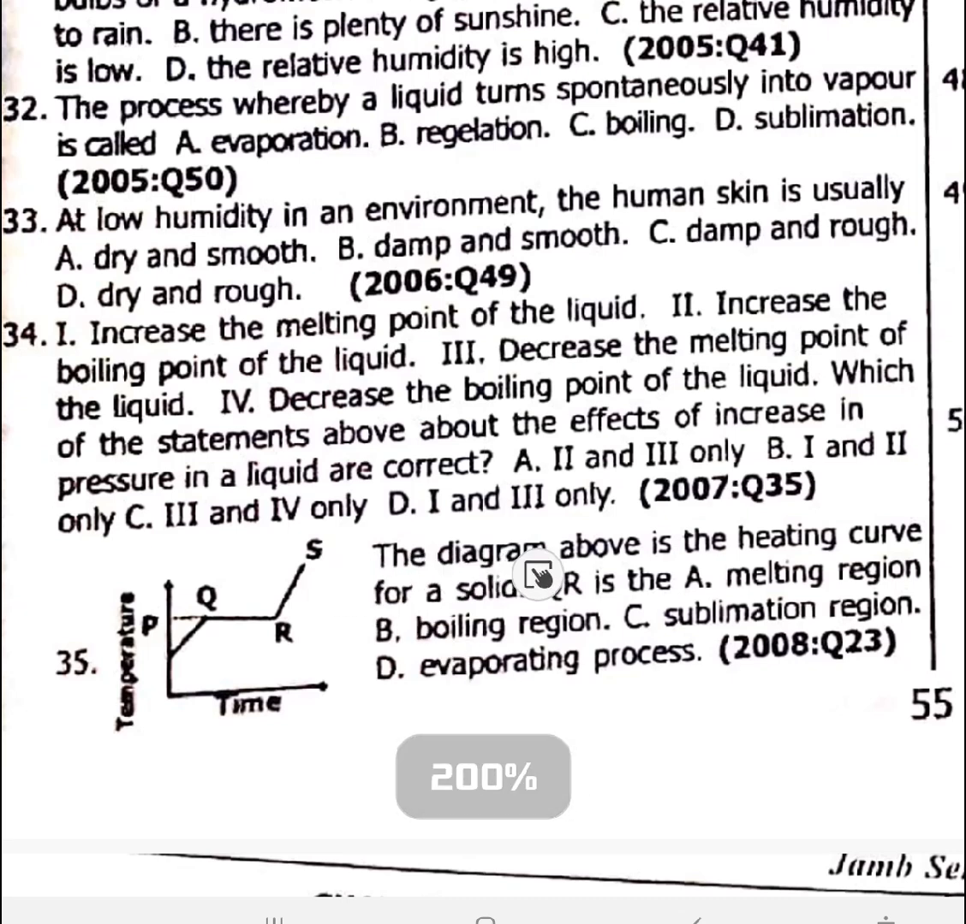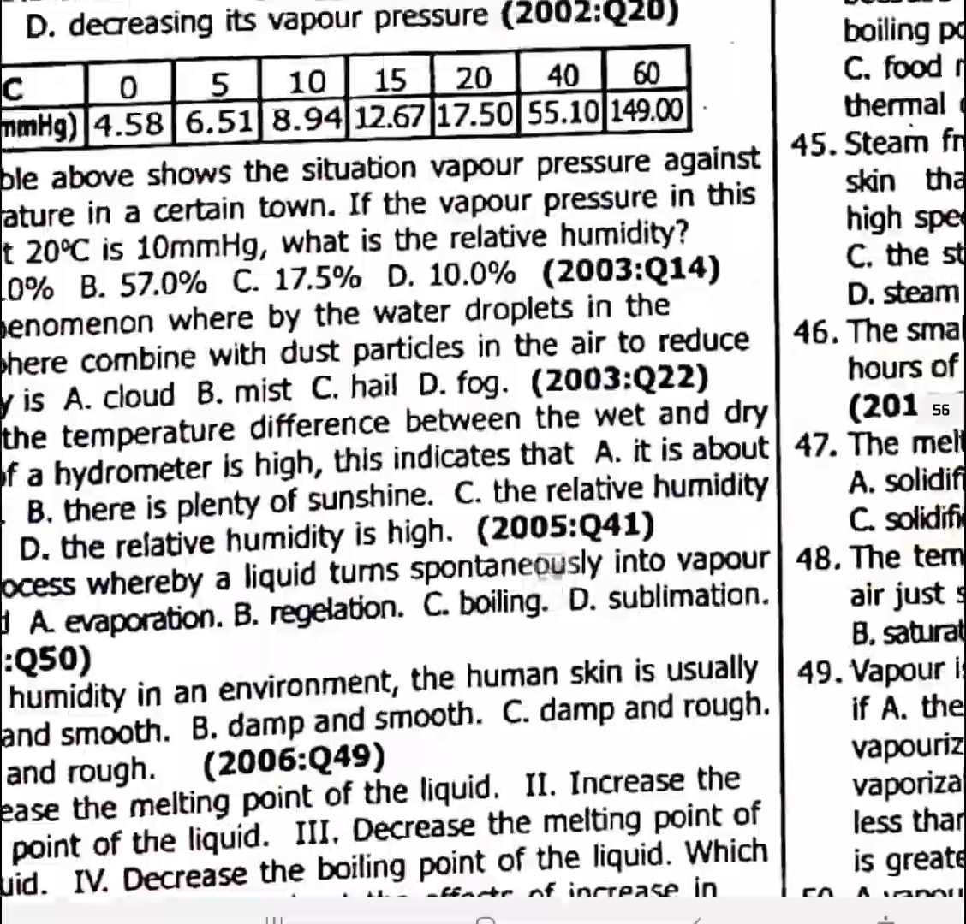35. The diagram above is the heating curve for a solid. QR is the melting region. This flat place is the melting region. This is the second time we are coming across such questions. The melting region. 35, right?